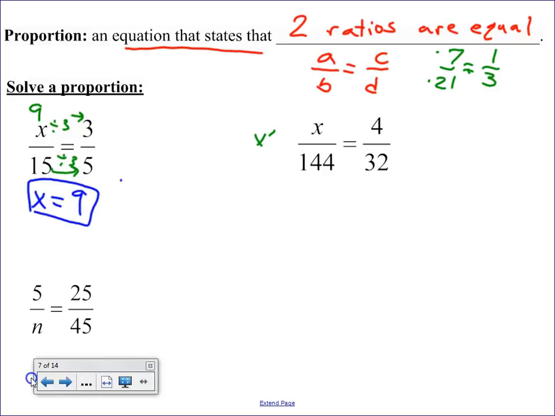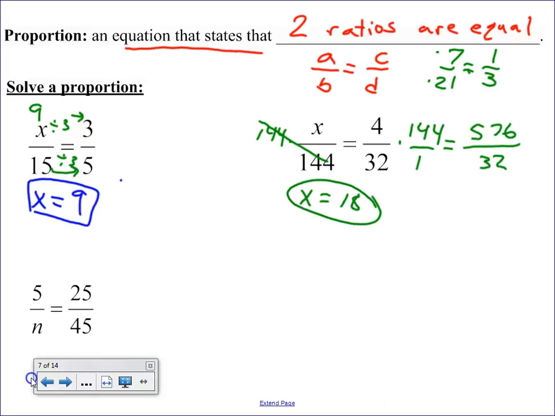The other way is to look at it as an equation again. X is divided by 144, so multiply both sides by 144. And when we do that, we get x equal to 4 times 144 is 576 over 32. 576 divided by 32 is 18. No matter which way you look at it, you'll get that value. Okay, so why don't you try that next example in the corner down here.